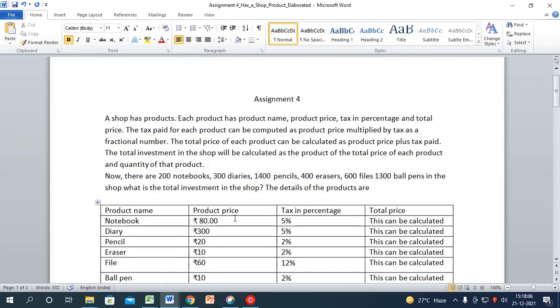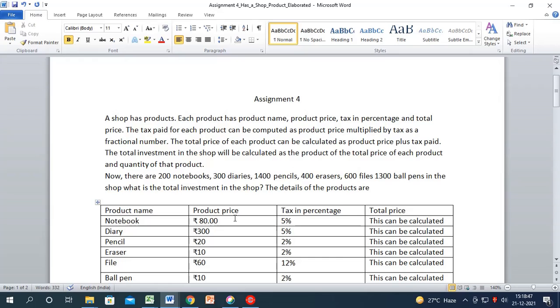Hello. Now let us look at an assignment which has got shop and products into it. It goes like this. A shop has products. Each product has product name, product price, tax in percentage and total price. The tax paid for each product can be computed as product price multiplied by tax as a fractional number. The total price of each product can be calculated as product price plus the tax paid.